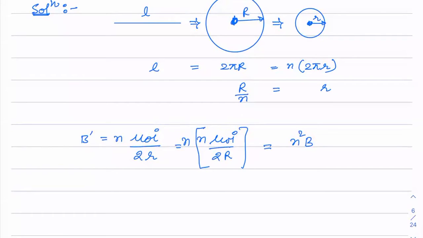This is the mistake you would have made. This n you would have not put. So many students would have not considered this n. That's why you are getting n into B. But the answer is n square into B, because the coil is having n turns. So for n turns, how do we write? N mu naught I by 2r. So the result is n square B. Is it fine?